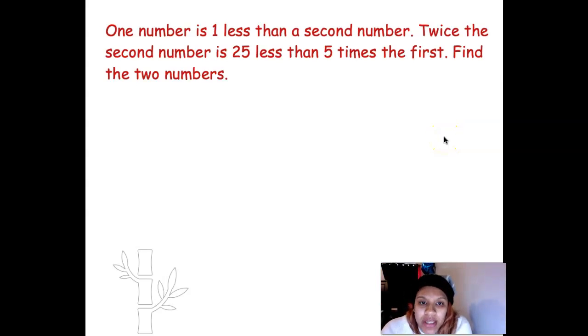Here we have an application that we're going to use system of equations to solve. Let's go ahead and read it. It says one number is 1 less than a second number. Twice the second number is 25 less than 5 times the first. Find the two numbers.